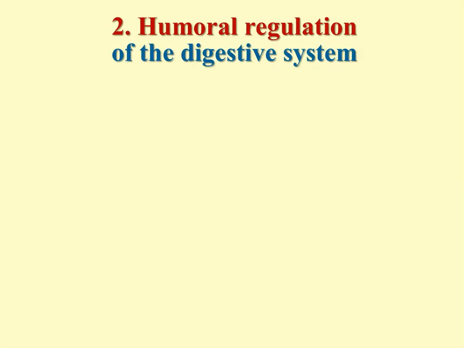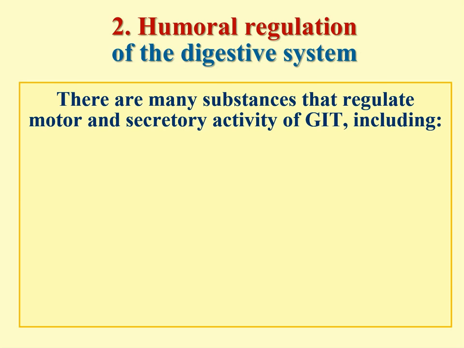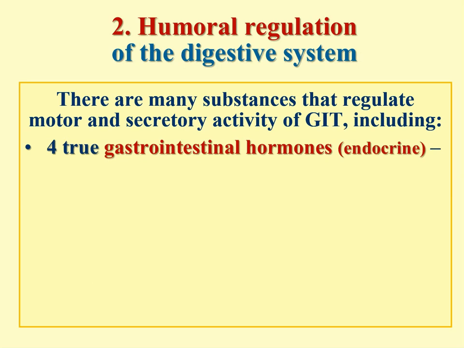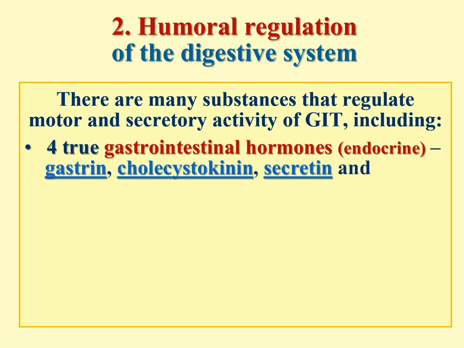Humoral factors for the regulation of the digestive system. There are so many substances that regulate motor and secretory activity of the gastrointestinal tract that a full list of them would take a few slides. But we consider the most important of them. First to be considered are four true gastrointestinal hormones. Hormones means that they should be secreted into blood. Let's list these four hormones.